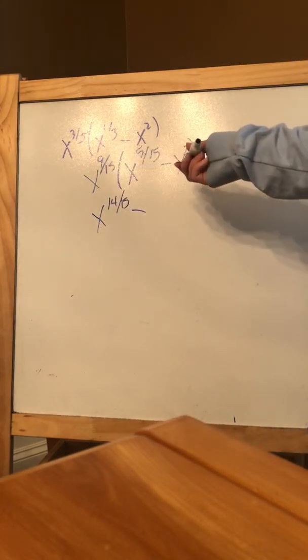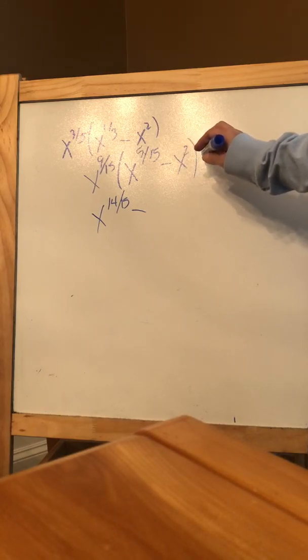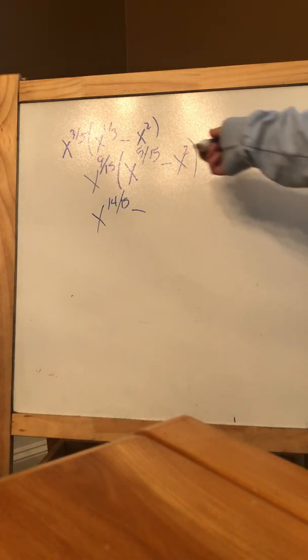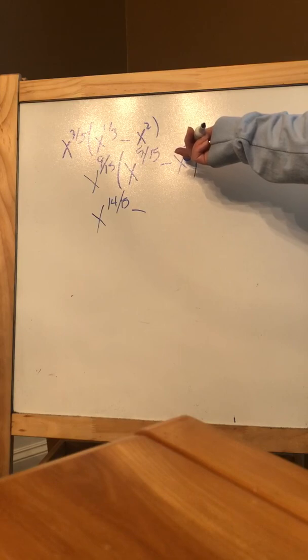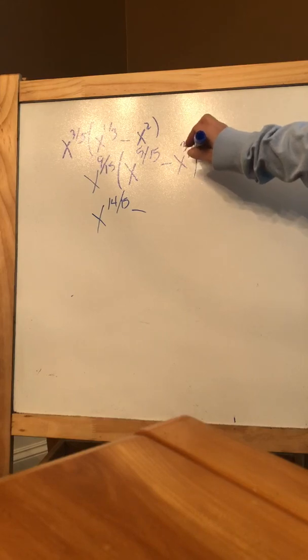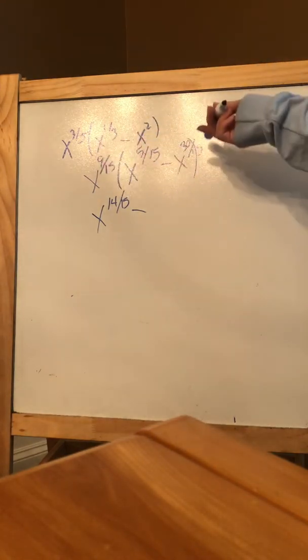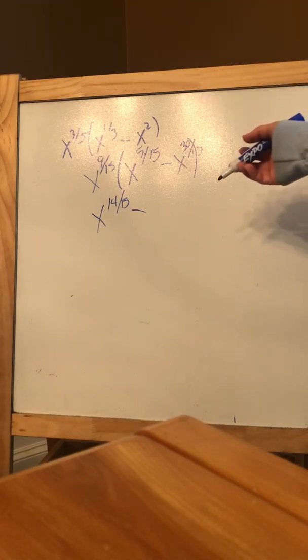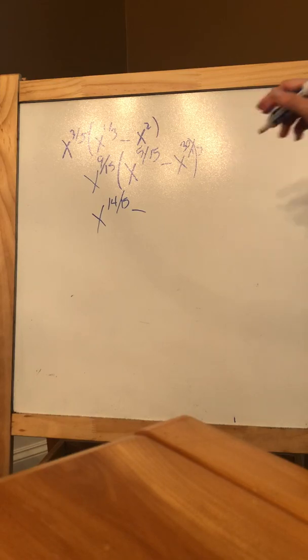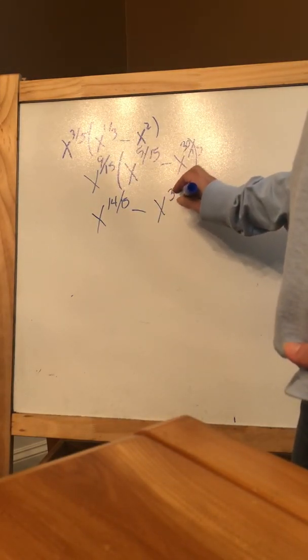Minus, okay, so x squared is like saying that it's 2 over 1, right? So if it's 2 over 1 and we need the same denominator, this would be like saying it's 30 over 15. So let's change that one, 30 over 15. So what do we get when we add these here? All right, so we're gonna get x to the 39 over 15.